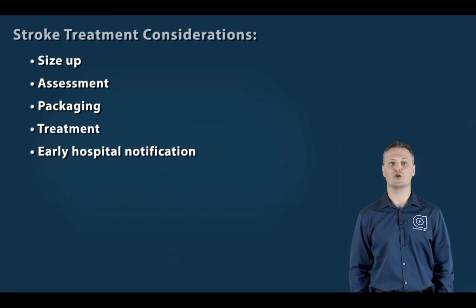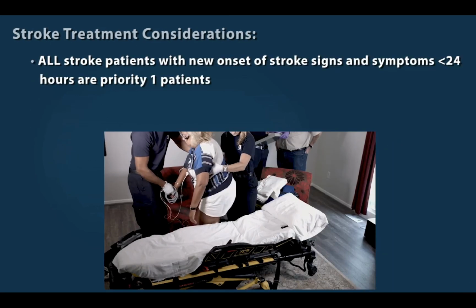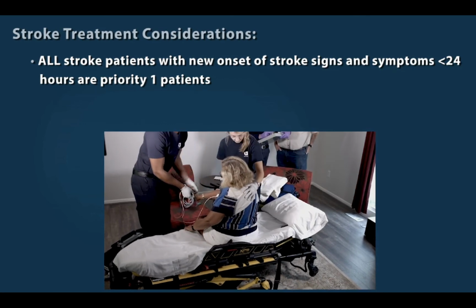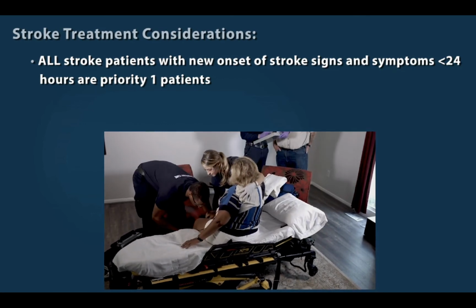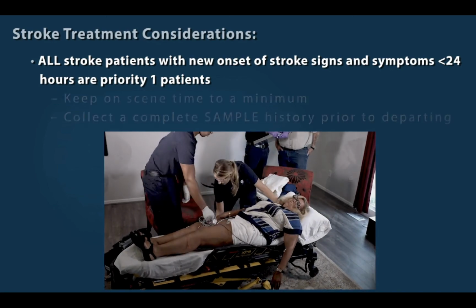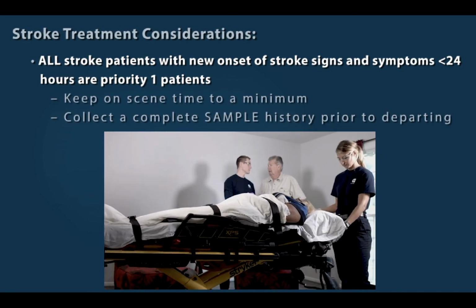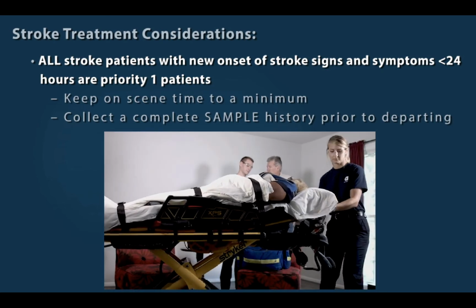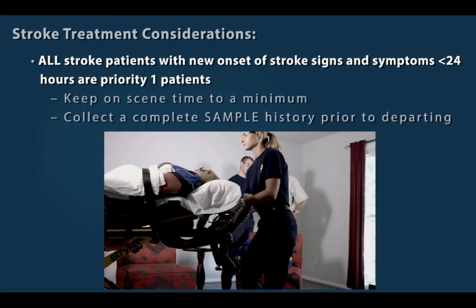The neurological cost associated with even small delays in any one of these steps is too great to ignore. All patients with a new onset of stroke signs and symptoms less than or equal to 24 hours should be treated as priority 1 patients. Keep on-scene time to a minimum, but assure a complete SAMPLE history is collected prior to departing the scene.